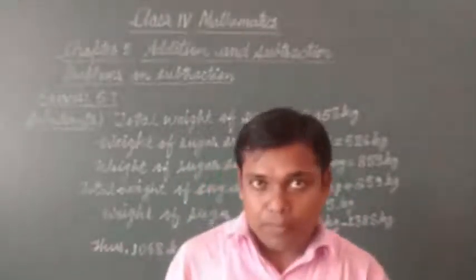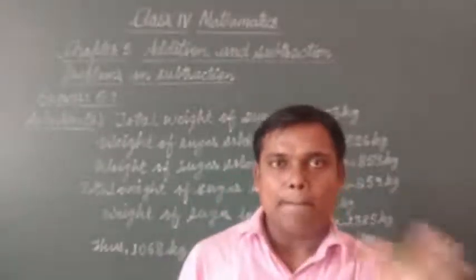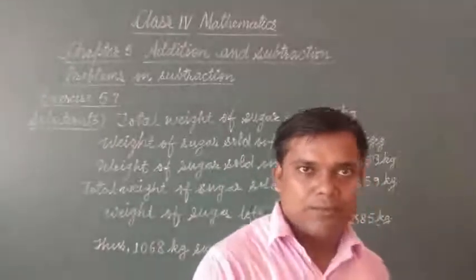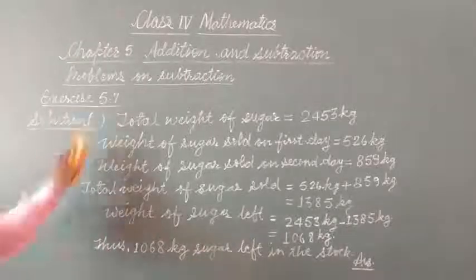The number of females is equal to population of town minus number of males. So I am solving question number 6 for you. Look at here.